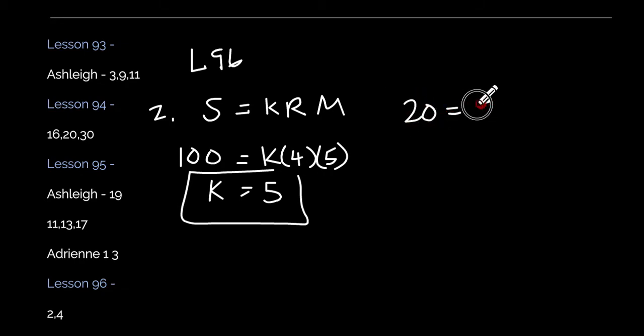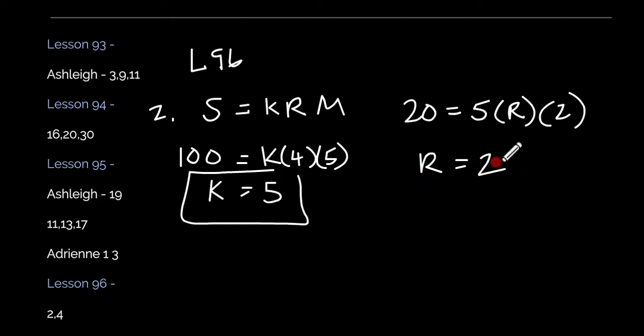We have our K is 5. We don't know how many ratchets, and we have miters are 2. So if I divide, this is 10. 20 divided by 10 is 2. So the ratchets equal 2. All right, that was interesting.